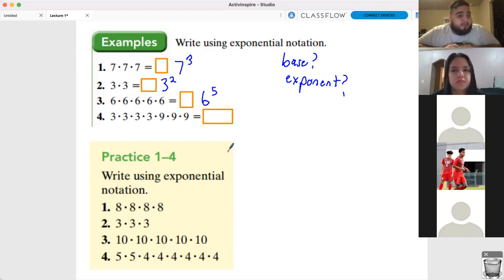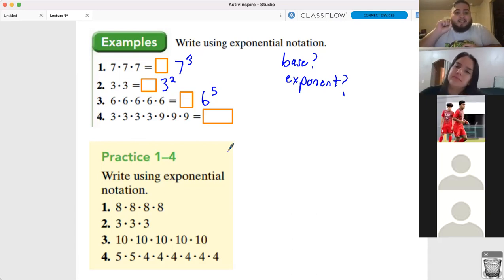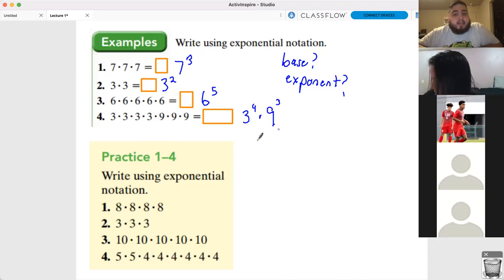All right, number 4. Ooh, the plot thickens, everyone. Why is that? How many bases do we see? 2. Excellent, Sarah. So the first base that we see is what, ladies and gentlemen? 3. So we're going to write 3. Now, what's going to be my exponent for the 3? 4. Excellent. Now, what operation is this dot? Multiplication. So we're going to keep that multiplication there. And now what's going to be the next base that we write? 9. And what exponent for that? 3. So now how do we read this?